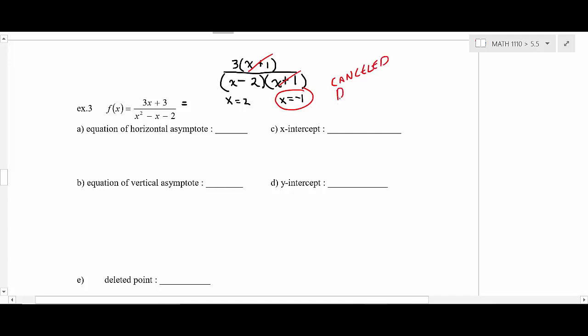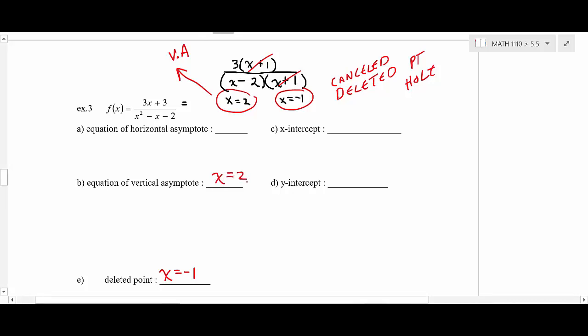okay, that's going to give what we call a deleted point, or just a hole. A lot of times I just use those words interchangeably. So if you go down to part E, the deleted point is just x equals -1. Now you don't know what the y value is. That doesn't matter. It's just when x is -1, you're going to have a hole in the graph. You're not going to have an asymptote. Okay? This one is an asymptote. So this one right here is a vertical asymptote. So we've already got our vertical asymptote. That is x equals 2.